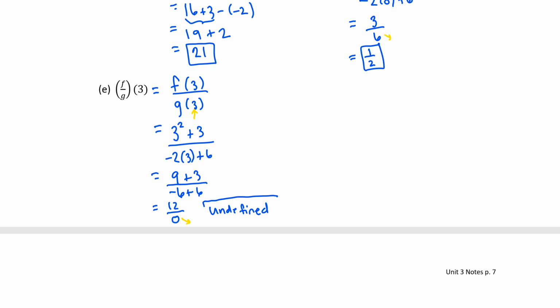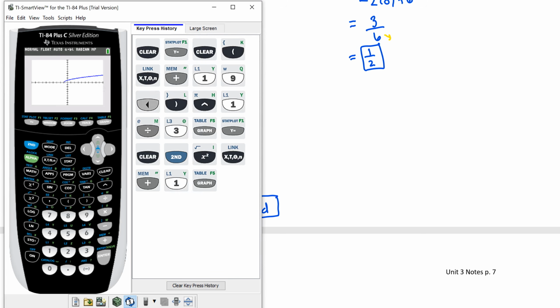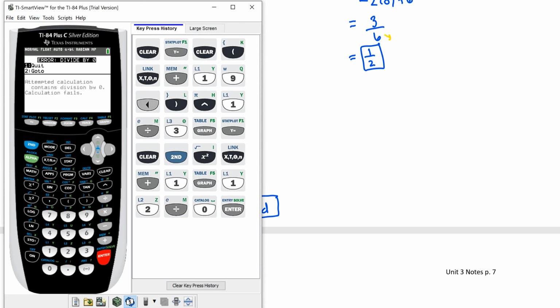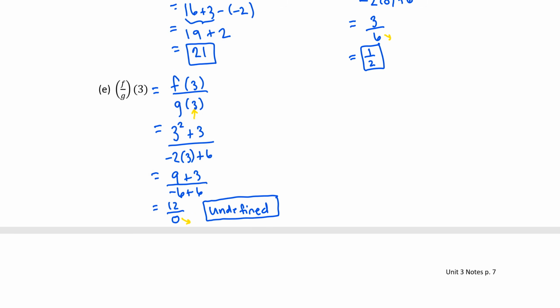If I tried to type in 12 divided by 0 on my calculator, it would say no can do. 12 divided by 0 is an error. Divide by 0. Okay, so watch for that. You can plug in any number as long as the output is not 0.